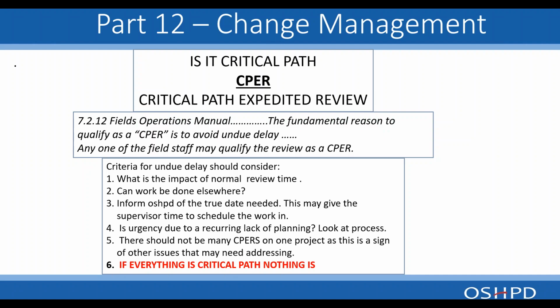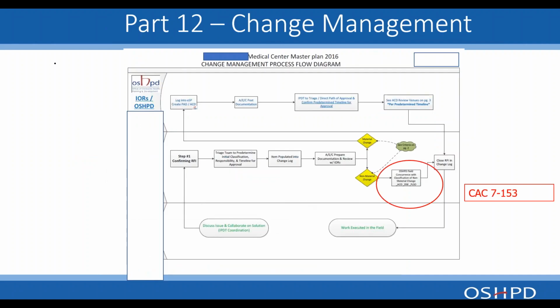Is urgency due to a recurring lack of planning? We may have to look at the process to see why there are so many critical path items coming up. And there should not be many CPRs on one project, as this is a sign of other issues that may need addressing. Again, if everything is critical path, nothing is.